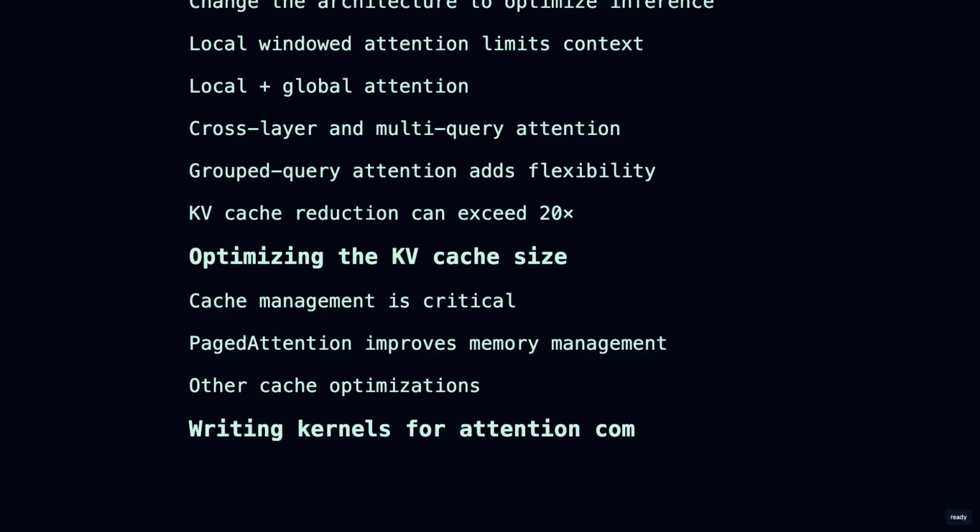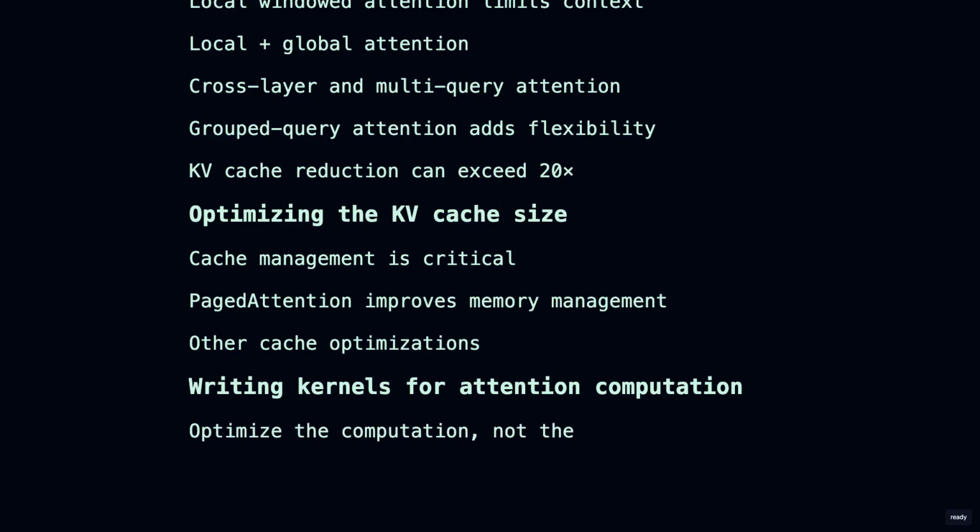The third major strategy is to speed up the computation itself. Here we are not changing the model or the cache, but rewriting the low-level code that performs attention. A kernel is hardware-aware code for a specific chip. The best kernels use the details of the target device to move data and compute attention more efficiently.